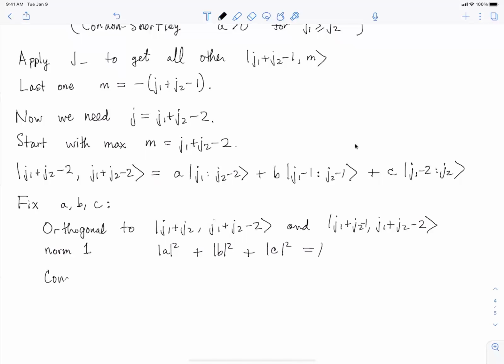And now the Condon-Shortley convention is again that A is real and greater than 0. Okay, so that fixes everything there is to know about A, B, and C. And so once again, you can solve for them.